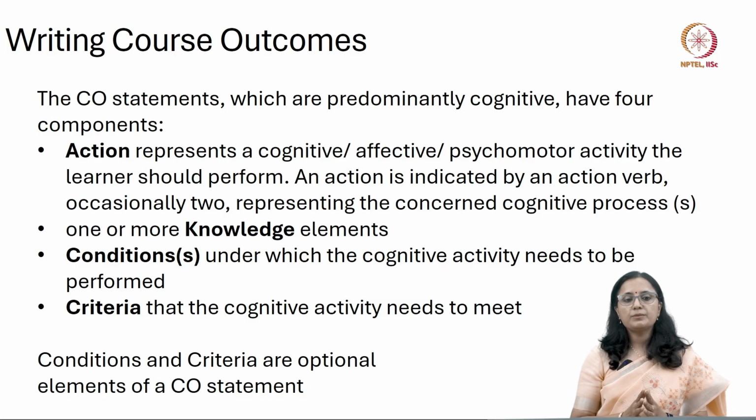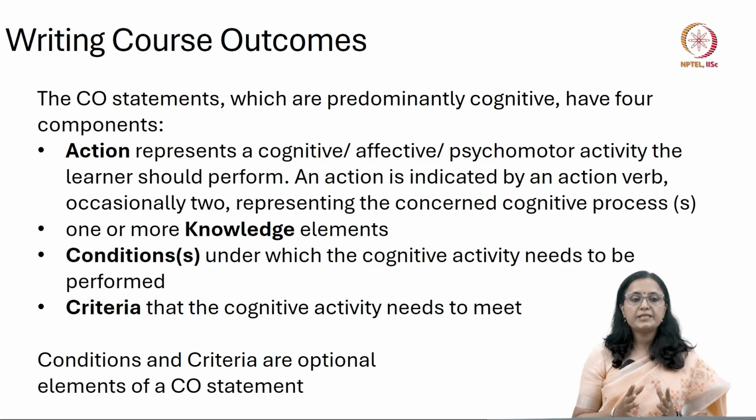Now, a course outcome statement, which is probably predominantly cognitive in nature, has four components in it, and we will also see it through some examples. The first component is action. It represents the cognitive or affective or psychomotor activity the learner should perform.